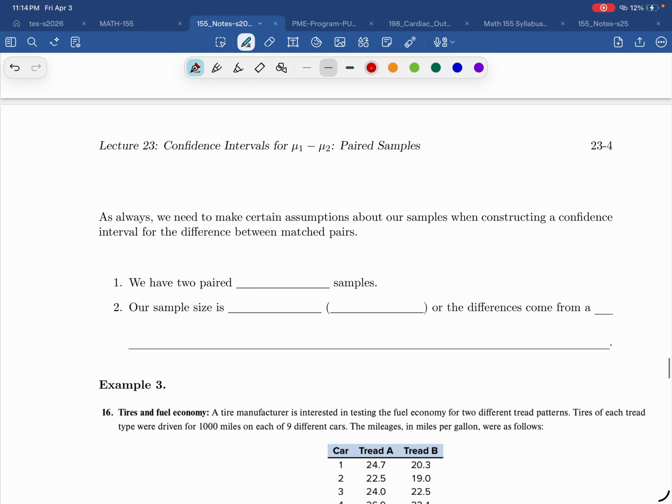Okay? Now, just quickly, we need to make clear what assumptions we're making for these paired intervals. Well, first of all, we have to have two samples that are paired, okay? And of course, they need to be random. And of course, our sample size needs to be large, or our differences need to come from a normally distributed population.